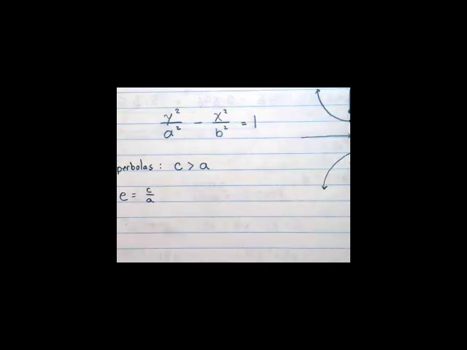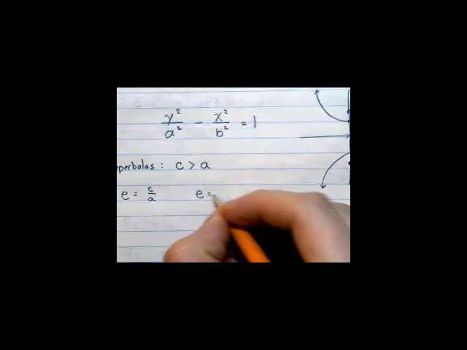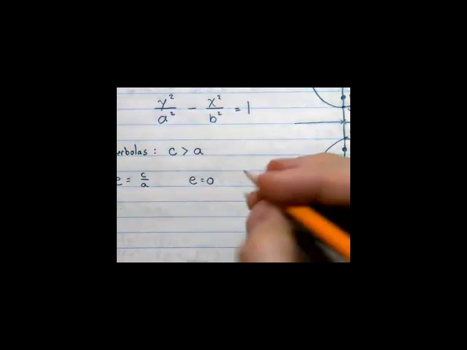Because the foci are actually further away from the center than the vertices, that means C is greater than A. But if C is greater than A, that fraction has to be bigger than 1. Right? If it's exactly 1, that's a parabola. If it's exactly 0, that's a circle. Okay? So how does 1 make a parabola? We'll talk about that later. E equals 0, we'll talk about that later.